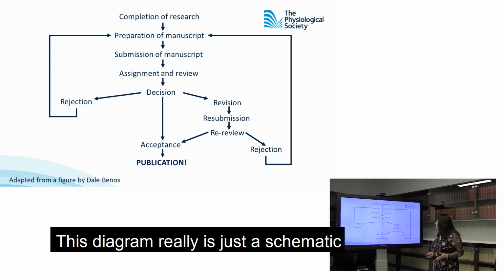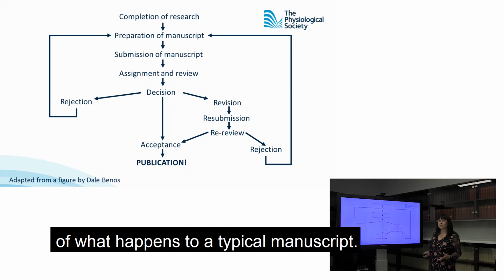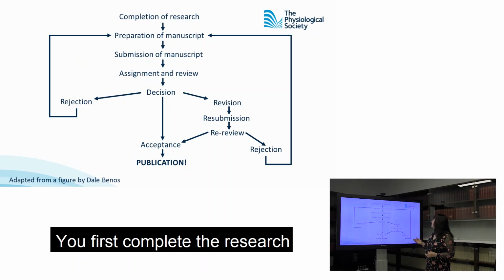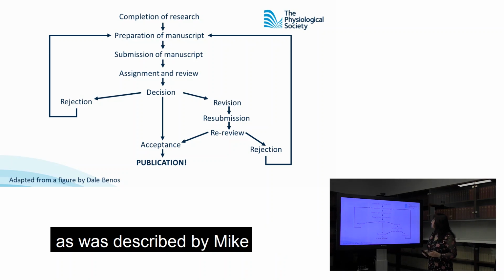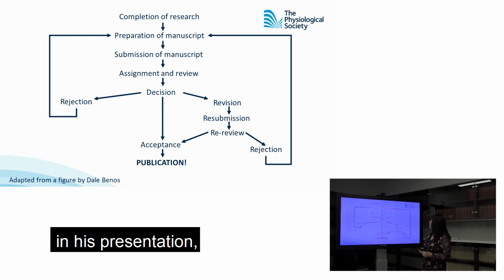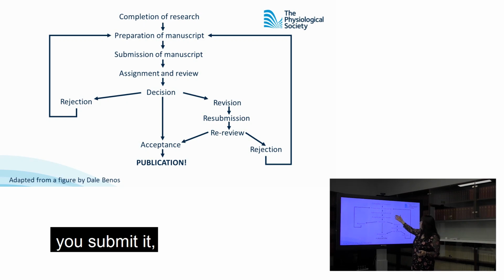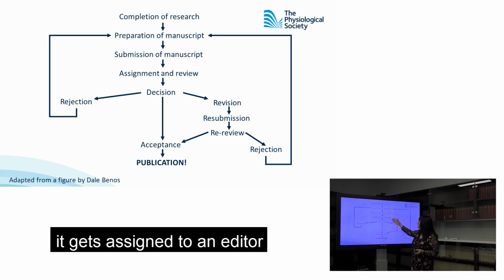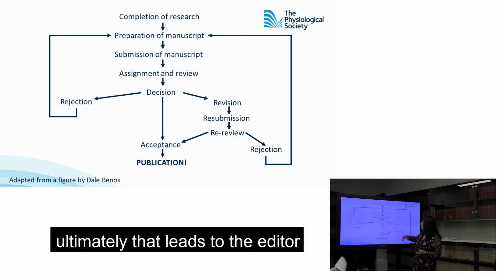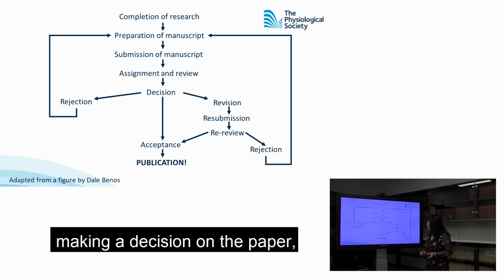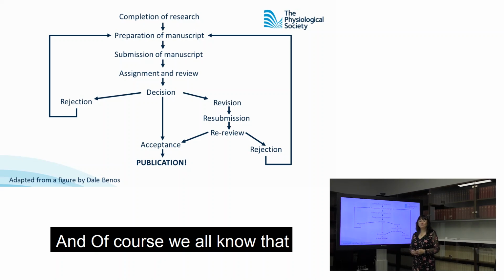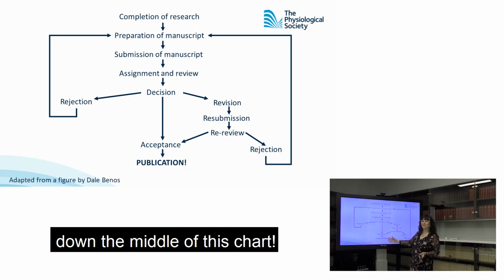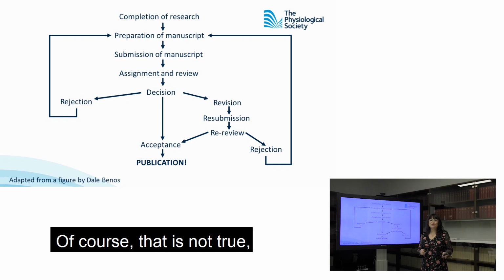So this diagram really is just a schematic of what happens to a typical manuscript. You first complete the research that you have designed, as was described by Mike in his presentation. You prepare your manuscript, you submit it, it gets assigned to an editor and to reviewers. Ultimately, that leads to the editor making a decision on the paper. Then it's accepted and published. And of course, we all know that every paper we submit goes straight down the middle of this chart. Of course, that's not true.